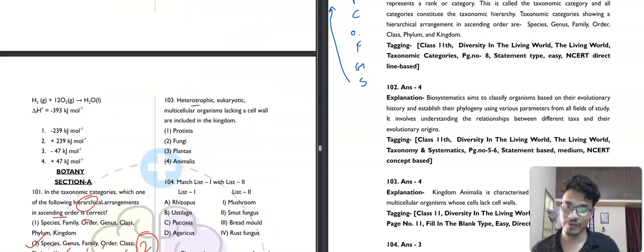It is saying that heterotrophic eukaryotic multicellular organisms lacking a cell wall are included in the kingdom Protista, fungi, plantae or animalia. So plantae are autotrophic, so this option will be eliminated first. Then the option here is Protista and fungi. Okay. So both Protista and fungi could not be the answer because it is saying heterotrophic eukaryotic multicellular, basically lacking a cell wall. So that will be animal. The fourth option will be our correct answer for this question. Because you know that Protista are single-celled eukaryotes. Okay.